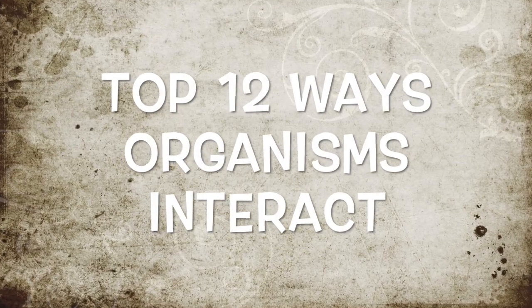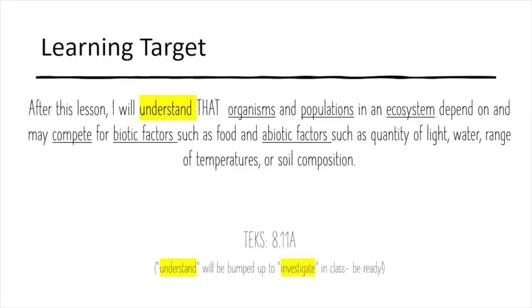So today we're looking at the top 12 ways organisms interact. After this lesson, you should understand that organisms and populations in an ecosystem depend on and may compete for biotic factors such as food and abiotic factors such as quantity of light, water, range of temperatures, and soil composition.